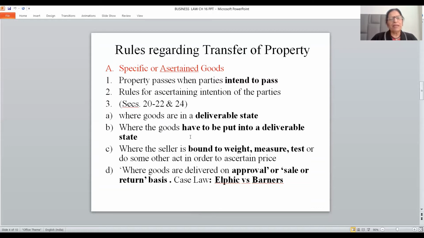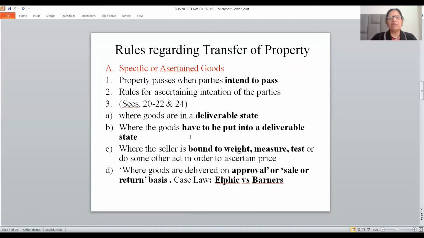So it always depends, friends, upon the intentions of the parties. So the very first point is property passes. Property means ownership. Ownership passes when the parties intend to pass. Say the parties, buyer and the seller, have the intention that ownership shall pass when the payment is made, or the ownership shall pass when the goods are delivered, or the ownership shall pass when both the parties perform their respective obligation under the contract.